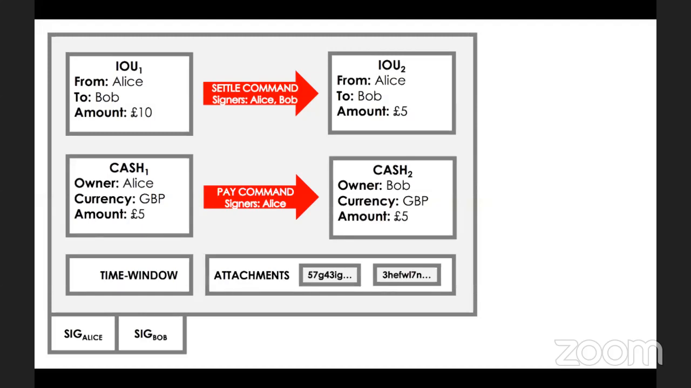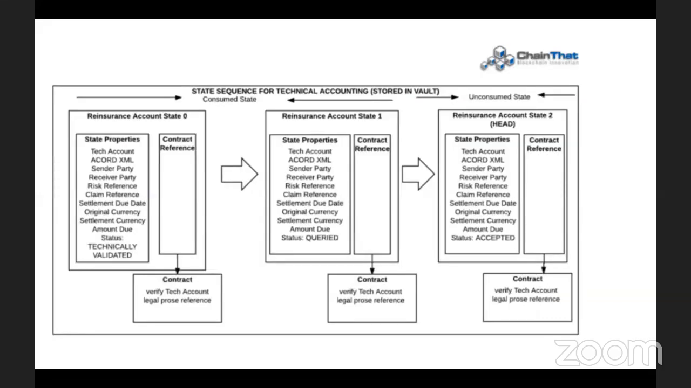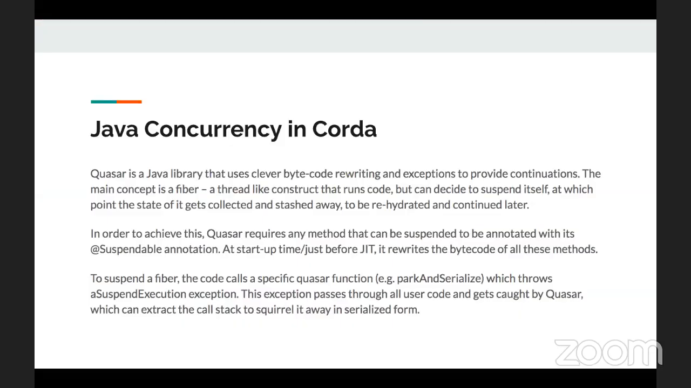So this is what we have seen already. We have seen how we can execute different commands. This is an example command where we do the payment and transfer the coupons. This diagram shows all the properties: how you encode properties of a state, how you have a reference state referring to a contract, and how you do that state sequence. How can you see that state sequence in a vault in Corda? So these are some of the points we mentioned in Corda, right?